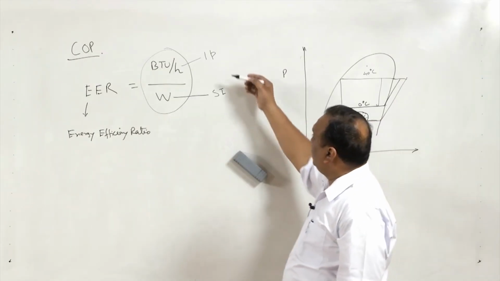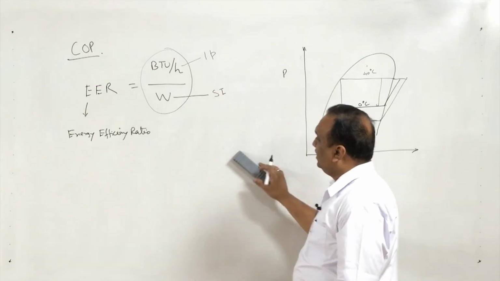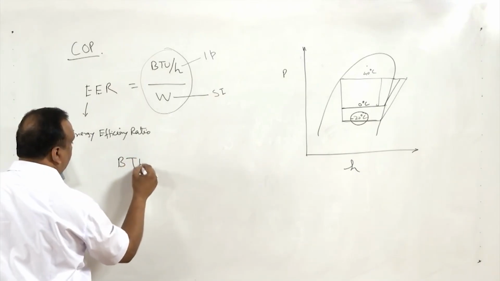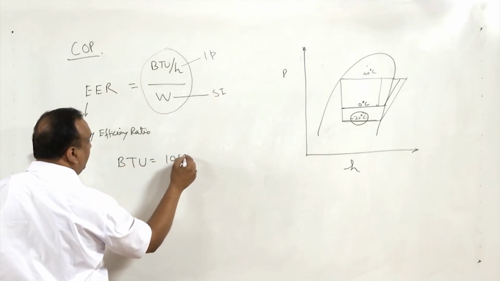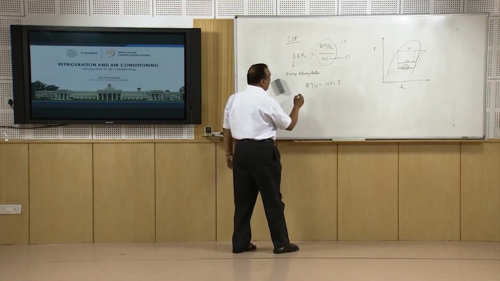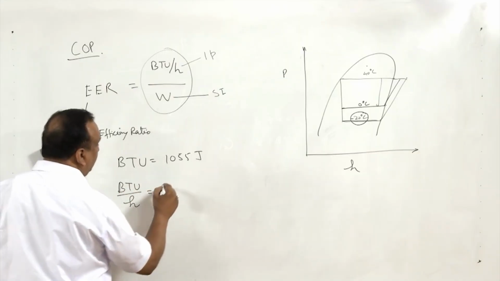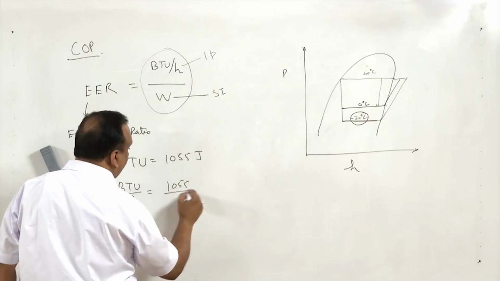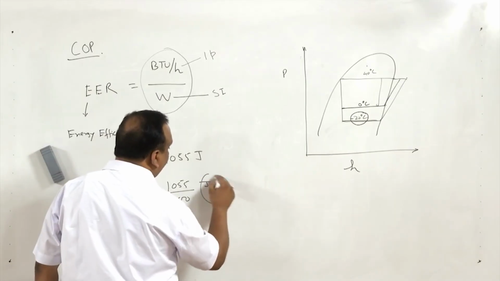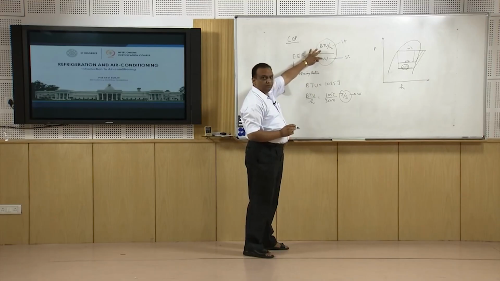Now, here we will convert this inch-pound system unit into the equivalent SI system unit. British thermal unit, that is BTU, is equal to 1055 joules. Now, if I write BTU per hour, that turns out to be 1055 divided by 3600 joules per second, and this joules per second is nothing but watts. So, in the denominator and numerator we will have the same type of unit.